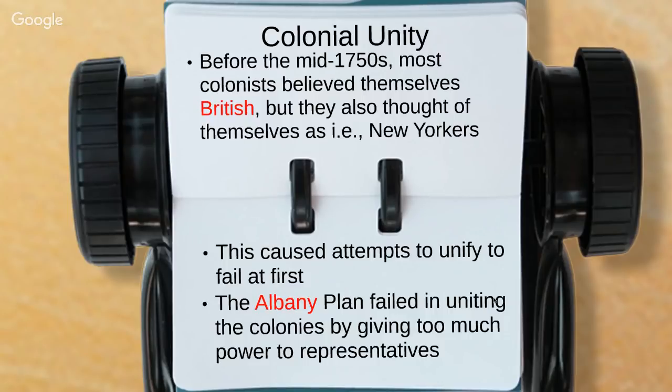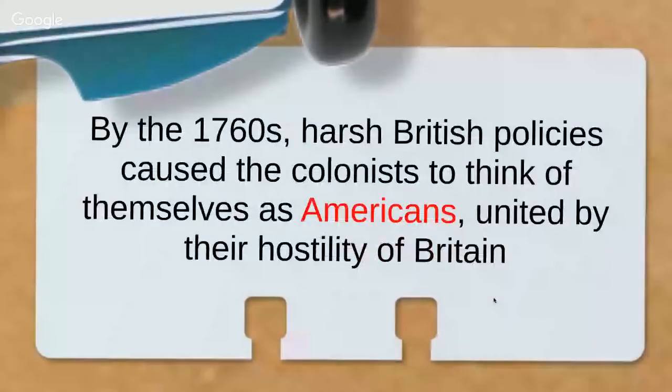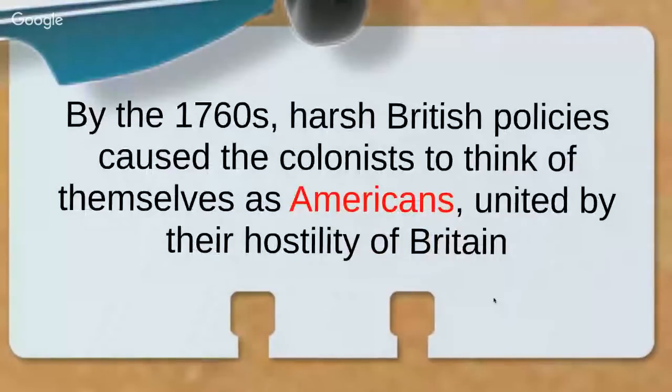So it's very easy to see how these events and the way Great Britain was reacting sort of drew Americans together, because there's nothing Americans do better than complain about other people and hate other groups of people, because that's the American way, of course. So by the 1760s, however, these harsh British policies, the Stamp Act and the Tea Tax and the Intolerable Acts, the ones that we've talked about so far, caused the colonists to sort of say, hey, it's us against them.